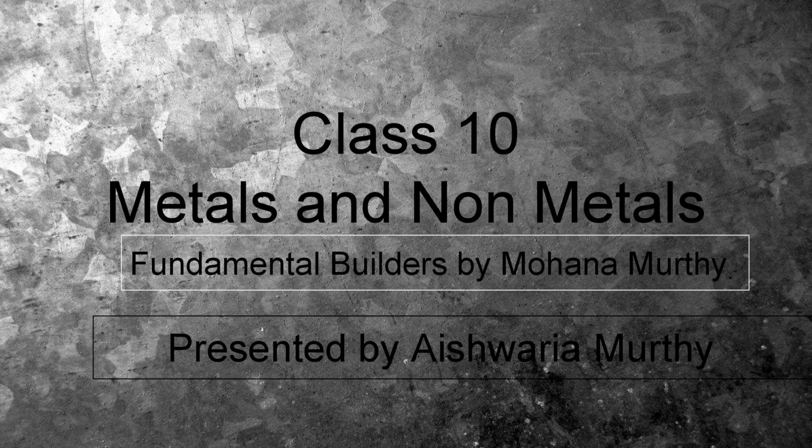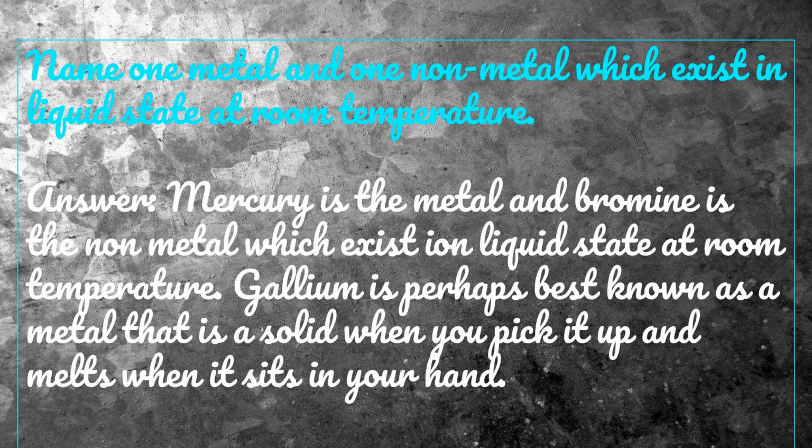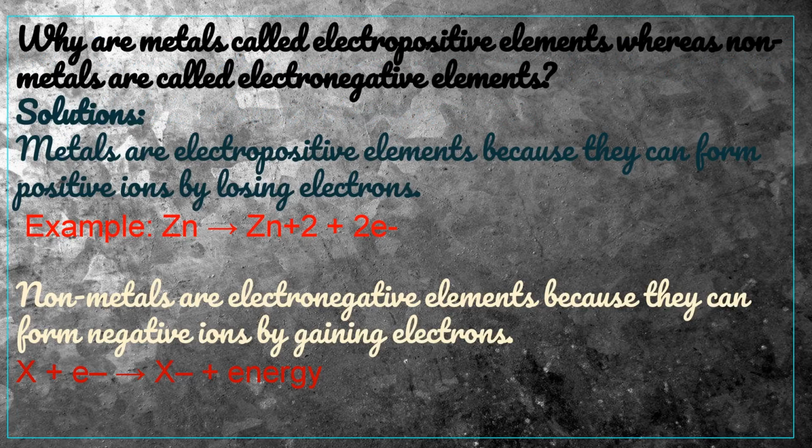Let's start. Name one metal and one non-metal which exist in liquid state at room temperature. Answer. Mercury is the metal and bromine is the non-metal that exists in liquid state at room temperature. Gallium is perhaps best known as a metal that is solid when you pick it up and melts when it sits in your hand. Why are metals called electropositive elements whereas non-metals are called electronegative elements?